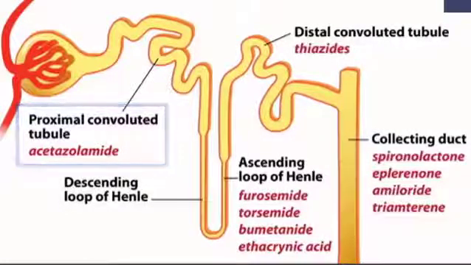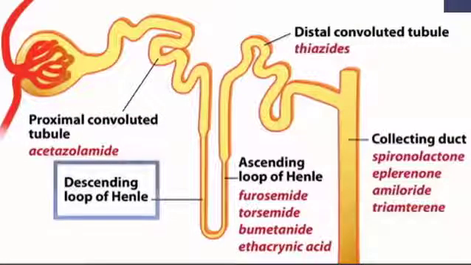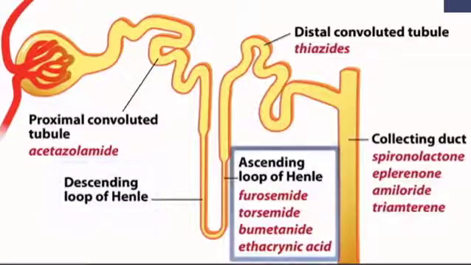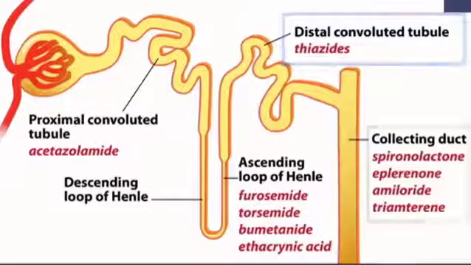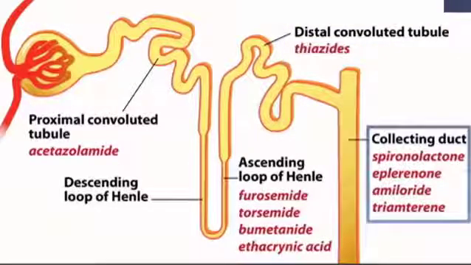And then you have your descending loop of Henle, which we don't have any diuretics that work there. But in your ascending loop of Henle, we have your loop diuretics like furosemide, torsemide, bumetanide, and then ethacrynic acid also works here. In your distal convoluted tubule, you have your thiazide diuretics. And in your collecting duct, you have your potassium-sparing diuretics, spironolactone, eplerenone, amiloride, and triamterene. All are going to work in your collecting duct.